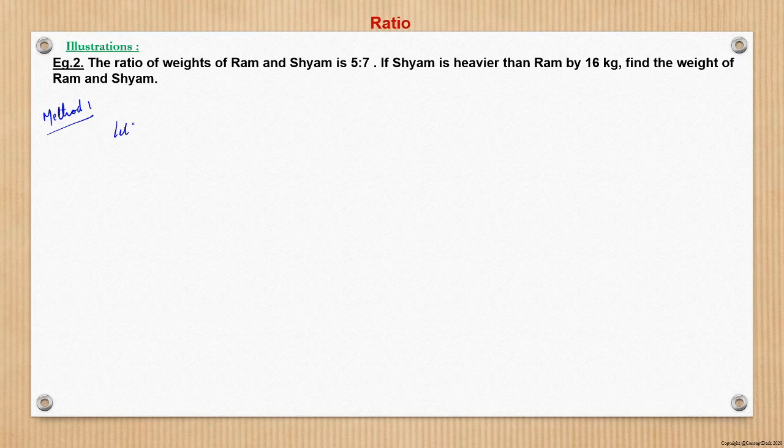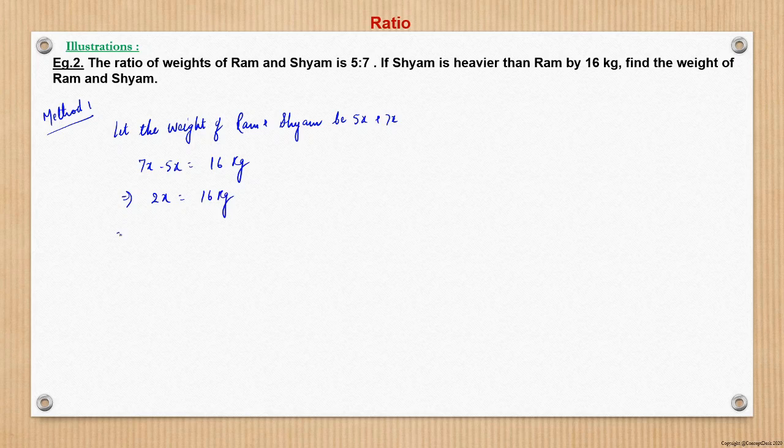Let the weight of Ram and Shyam be 5x and 7x. So we can assume 5 is to 7 means 5x and 7x in absolute terms. So the difference 7x minus 5x is given as 16 kg. So from here we can write 2x is 16 kg. So x is 8 kg, right?